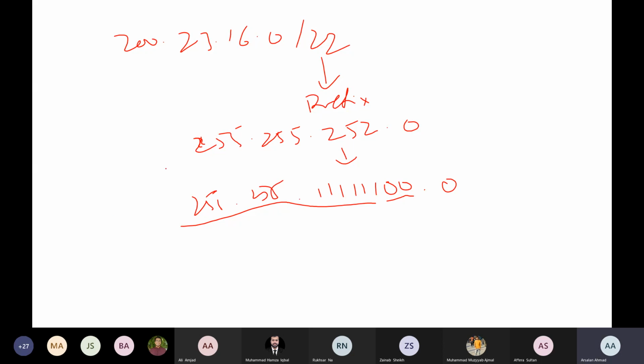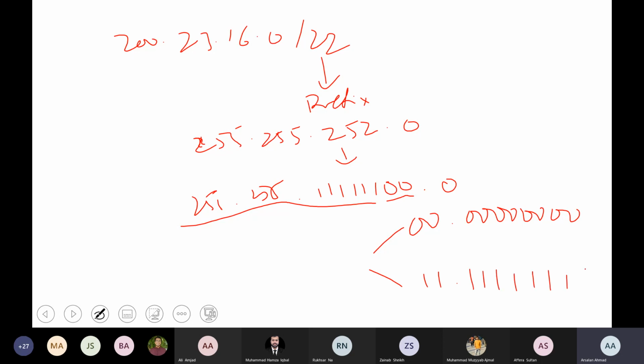Now, we know that the subnet portion is the one that is fixed. That is something that we cannot change. What we can change is your host ID portion, right? What will be the limit of your host ID portion? It is 00 up until 11, right? This is your limit, okay?